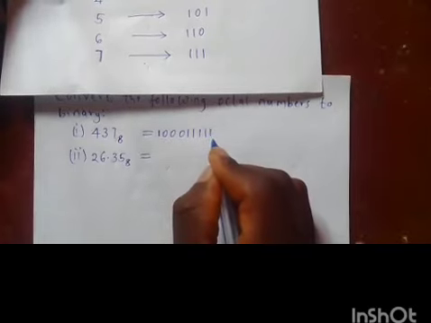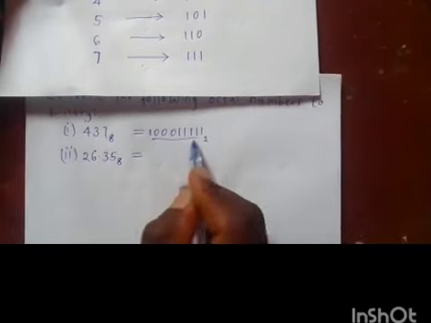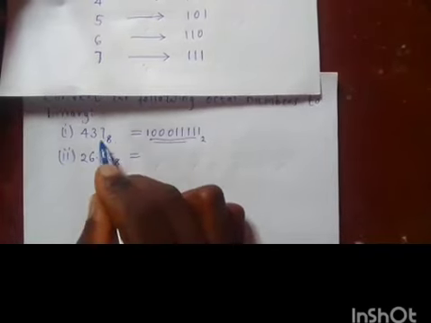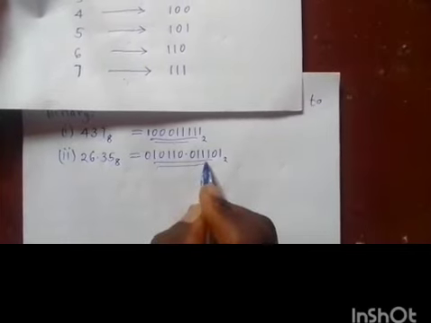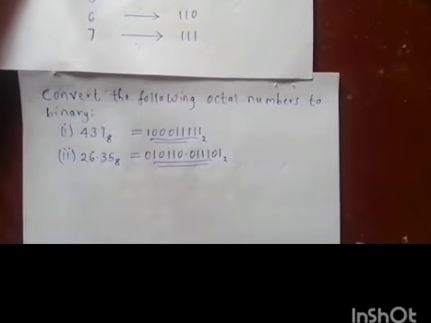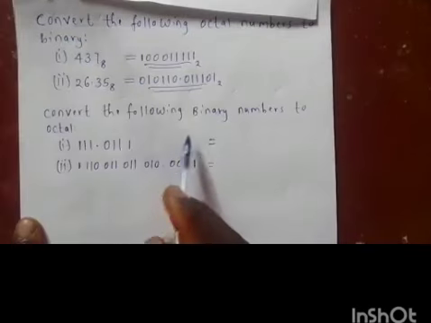So this one becomes the binary number of this octal number. So the same case here, the value of 2 is, the value of 6 is, so this one becomes the binary number of this octal number. In the other case, you may need to convert some binary numbers to octal.